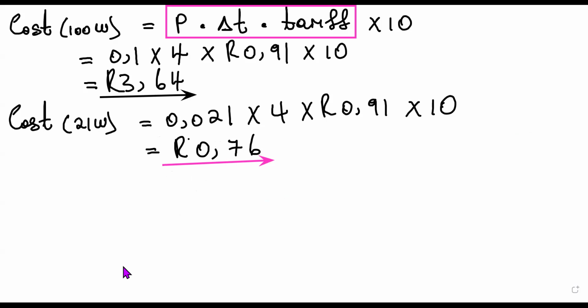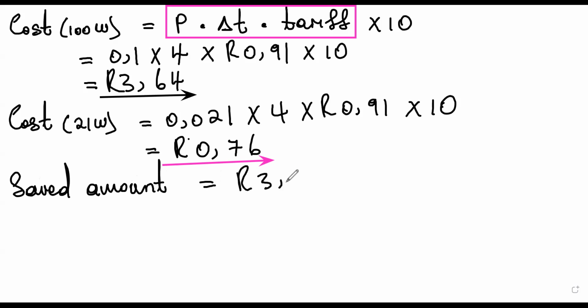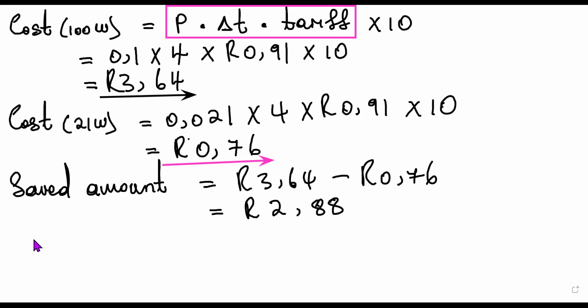Now you say, what is the difference between the two? That's how much the homeowner will save. So maybe here you can call it the saved amount. I don't know. You'll just say it's 3.64 minus 0.76. And if you find the difference between these two, then you find that the homeowner will save a significant amount of money. So yes, that's how much the homeowner will save.